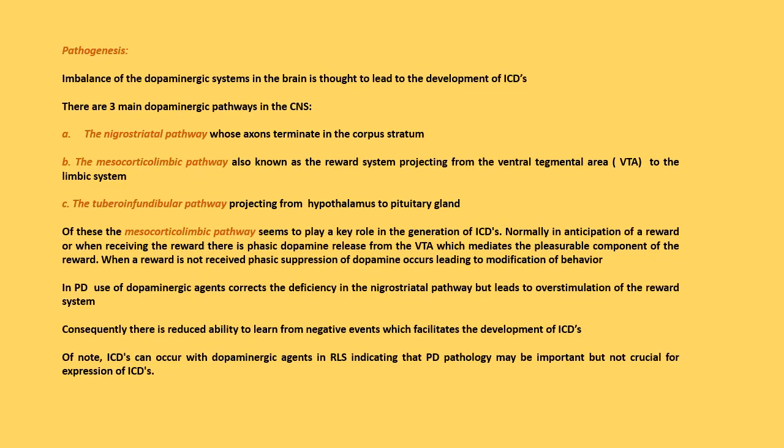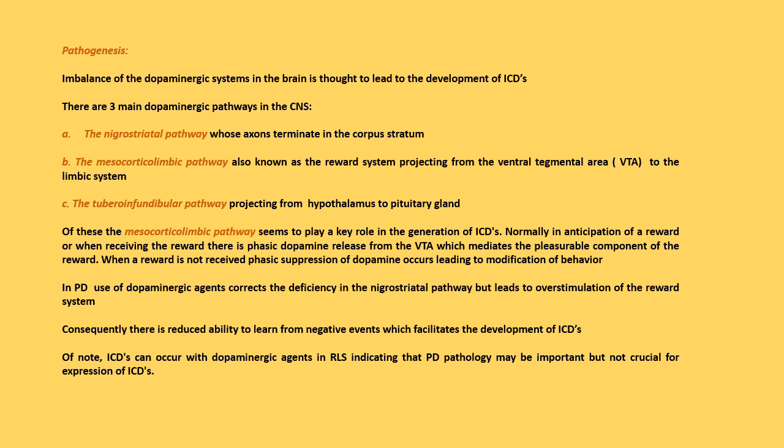Pathogenesis. Imbalance of the dopaminergic systems in the brain is thought to lead to the development of ICDs. There are three main dopaminergic pathways in the CNS: the nigrostriatal pathway, whose axons terminate in the corpus striatum; the mesocorticolimbic pathway, also known as the reward system, projecting from the ventral tegmental area to the limbic system; and the tuberoinfundibular pathway, projecting from the hypothalamus to the pituitary gland. Of these, the mesocorticolimbic pathway seems to play a key role in the generation of ICDs.